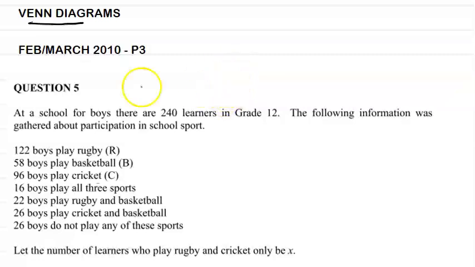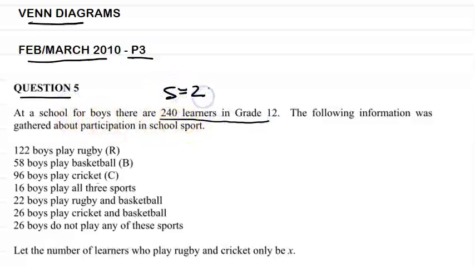So to illustrate that, I'm going to be looking at a question from a past exam paper from the February-March 2010 paper 3. It's question 5. It says, at a school for boys, there are 240 learners in grade 12. Now, 240 learners means that your sample space is equal to 240, because those participated in this experiment.